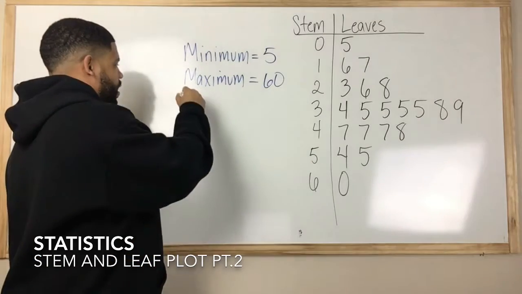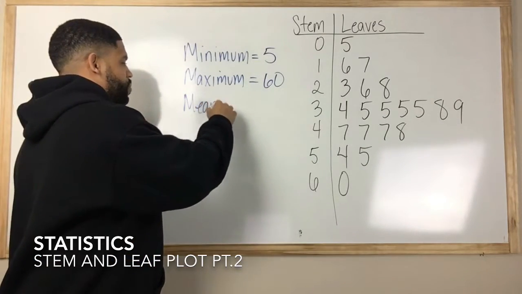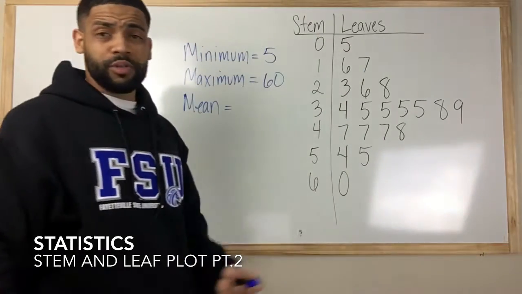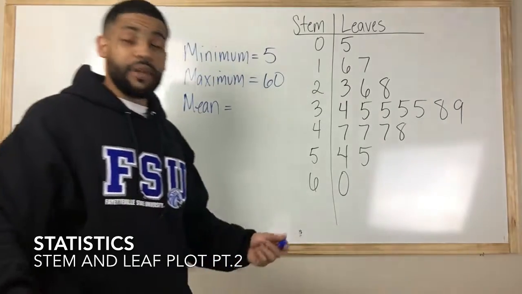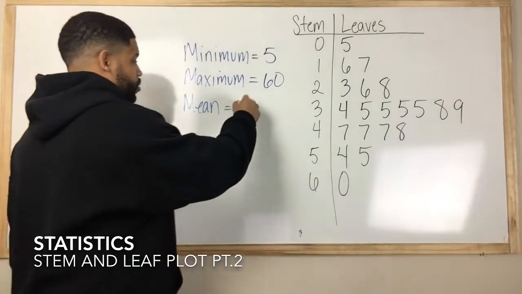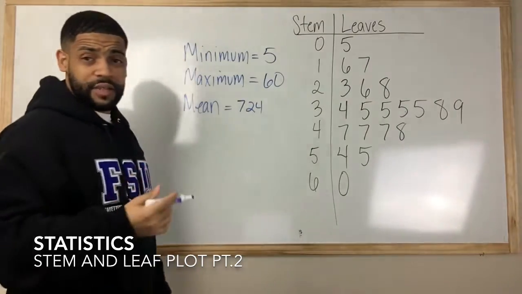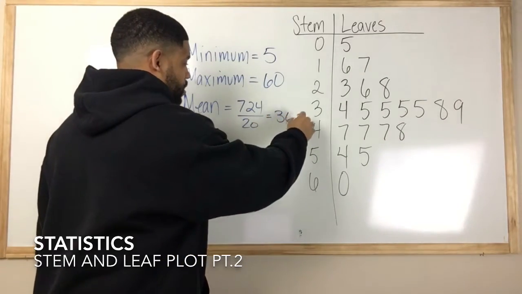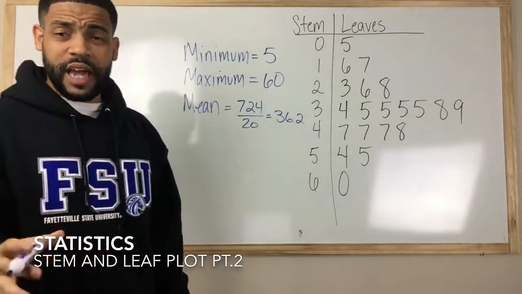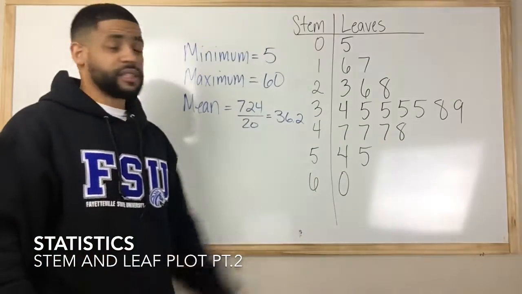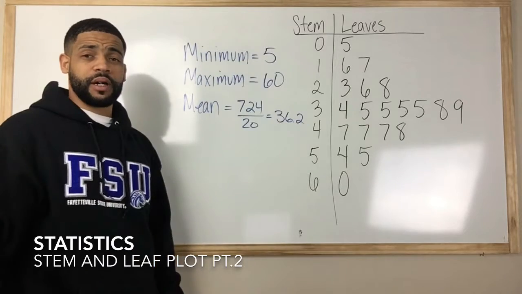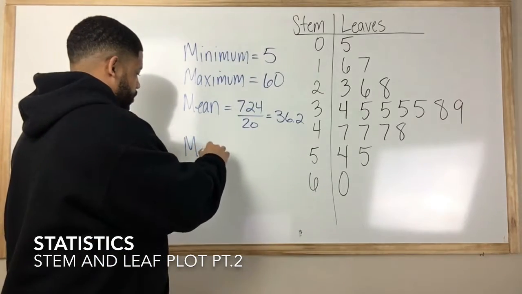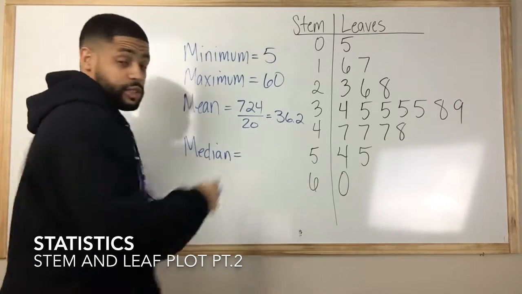Okay? Now, what if we want to find out the mean or the average of these numbers? We would actually have to add up all the numbers in the data set, all 20 of them, and that would give us a sum of 724. But if we take 724 and divide it by 20, we would get 36.2. So the mean or the average of the elements in this data set from the stem and leaf plot is 36.2.